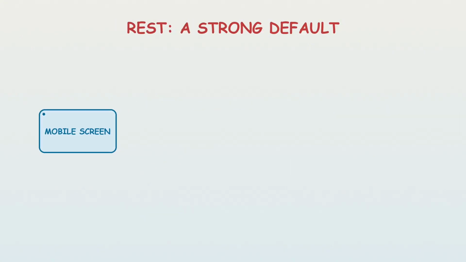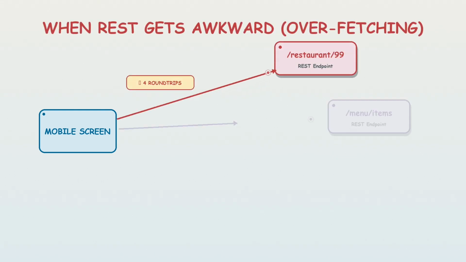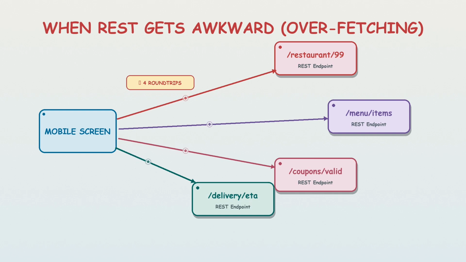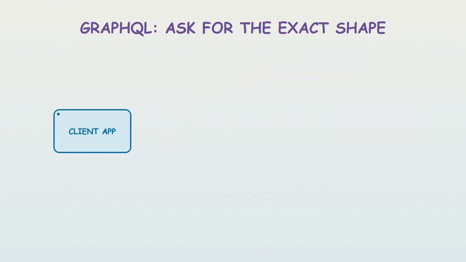REST is a strong default when an application can be expressed as clear resources and operations. It becomes less convenient when a screen needs a carefully selected combination of nested data from several places. That is the problem GraphQL addresses.